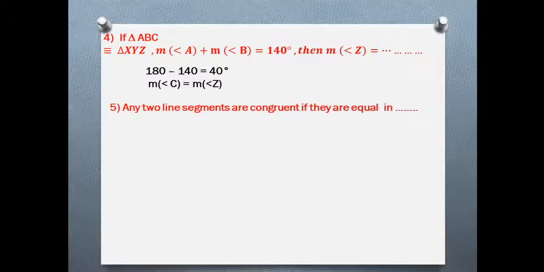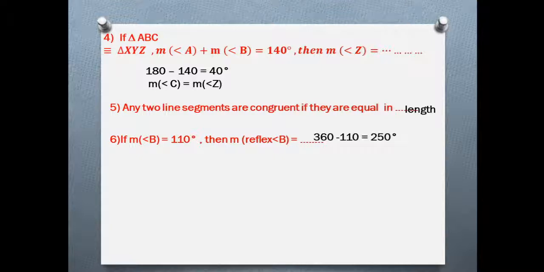Number 5. Any two line segments are congruent if they are equal in length. Very good. And two angles are congruent if they are equal in measure. Number 6. If measure of angle B equals 110, then measure of reflex angle B... Reflex angle means 360 minus 110. The answer will be 250.